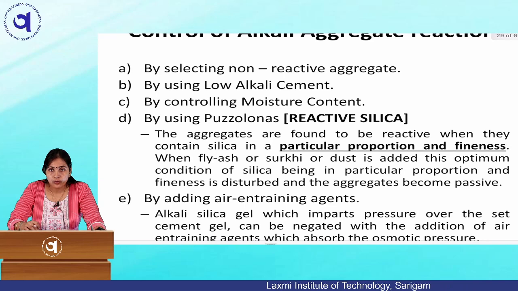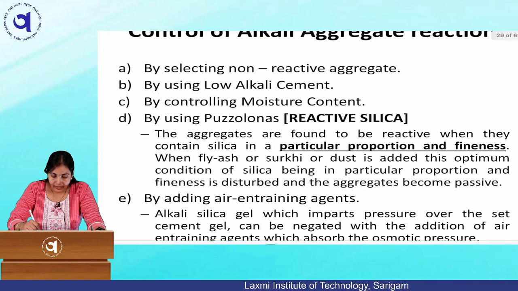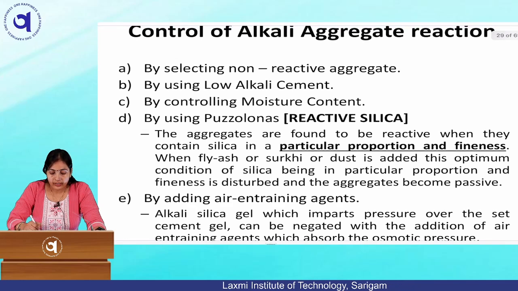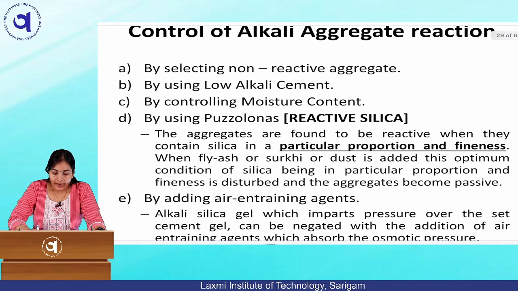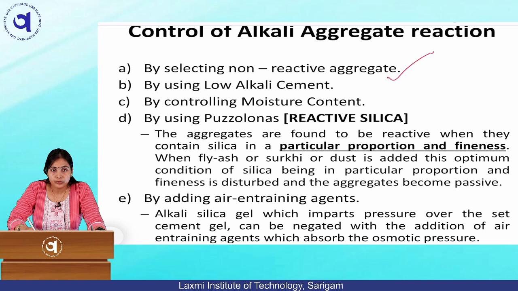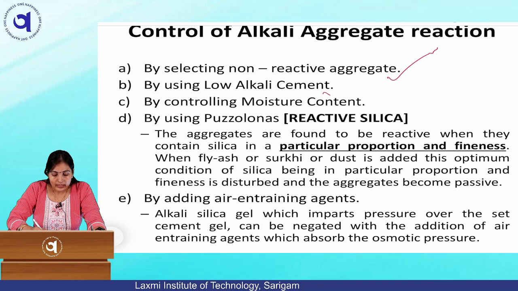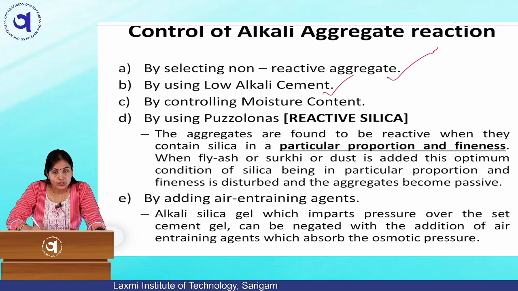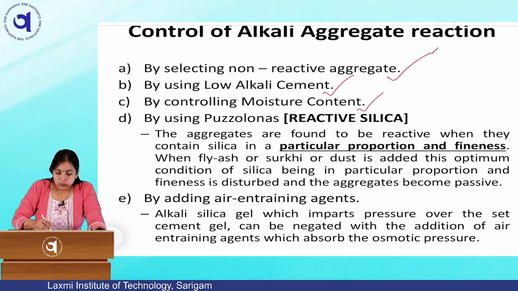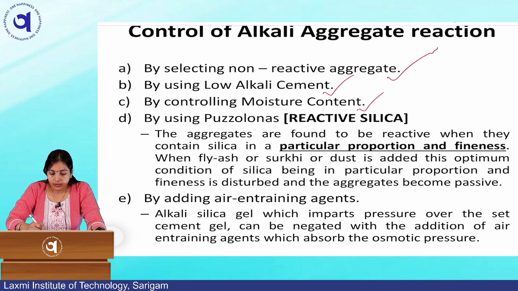So, how can we control this alkali aggregate reaction? By selecting non-reactive aggregates. Your aggregates should be non-reactive, maximally chemically inert. Then low alkali cement should be used, and moisture content we have to reduce. If water is passing through your structure, we should avoid this. And by using pozzolana, that is reactive silica, since aggregates can be reactive when they contain silica in a particular proportion and fineness.